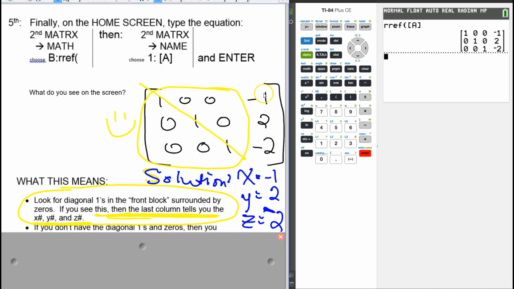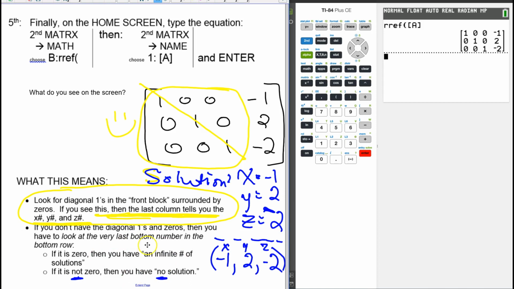So I do have that. So this is my X, this is my Y, this is my Z. Now in the next example, we'll see if you don't have that, how we interpret it. Okay.